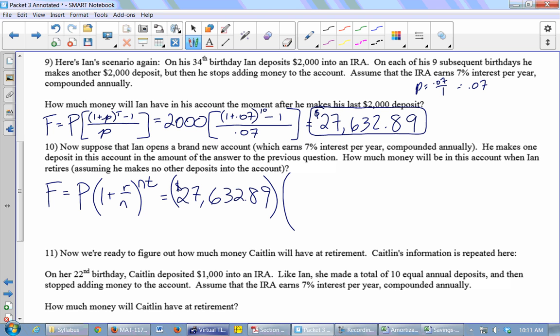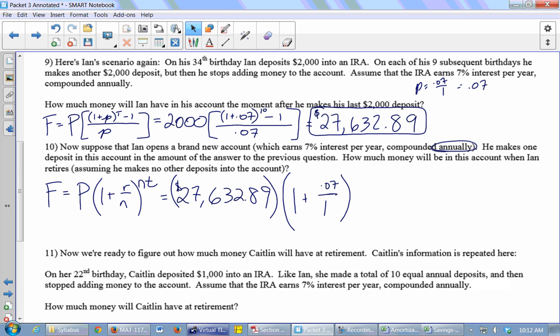All right, and my interest rate's 0.07. It says that this is being compounded annually, which means 1 time per year. So that's over 1. And we're going to do this for how long? How long until Ian retires? 20?